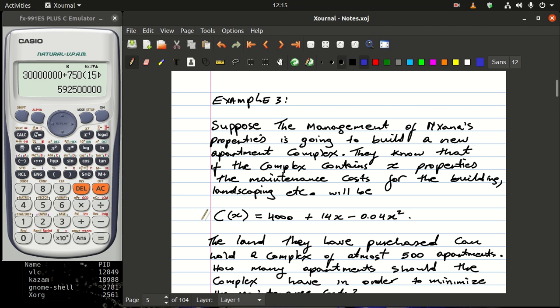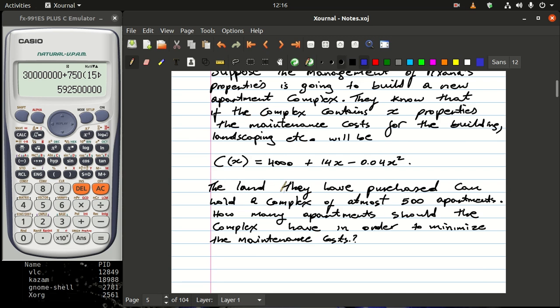So after using that, he actually found out that the cost equation will be given by this function here. The land they have purchased can hold a complex of at most 500 apartments. So if they build apartments on the land they have bought, they cannot build more than 500 apartments. How many apartments should the complex have in order to minimize the maintenance costs?